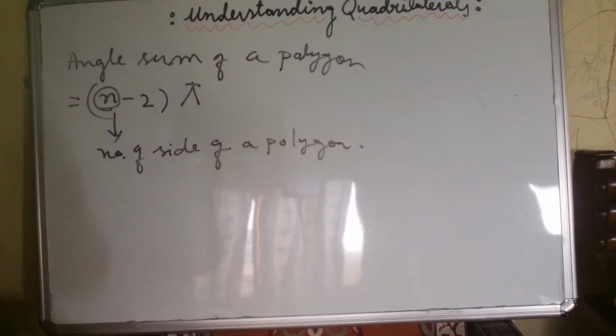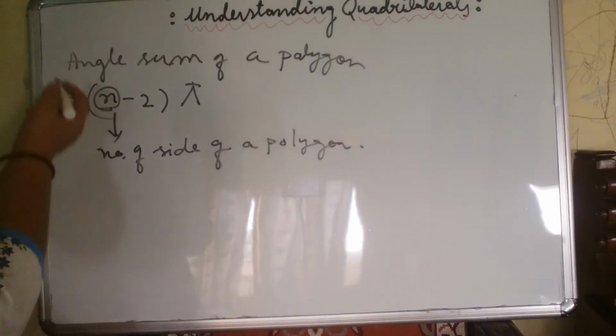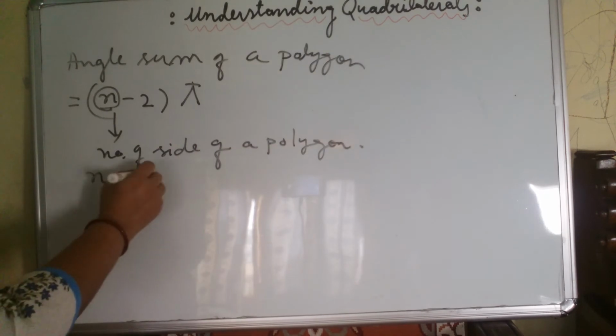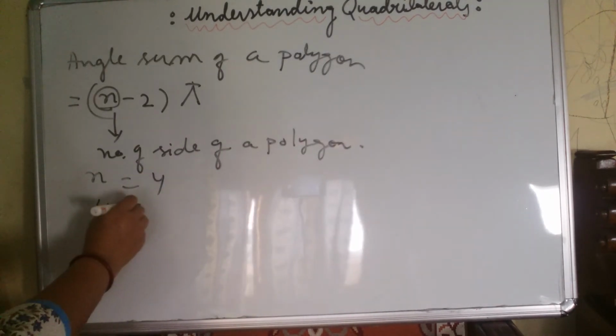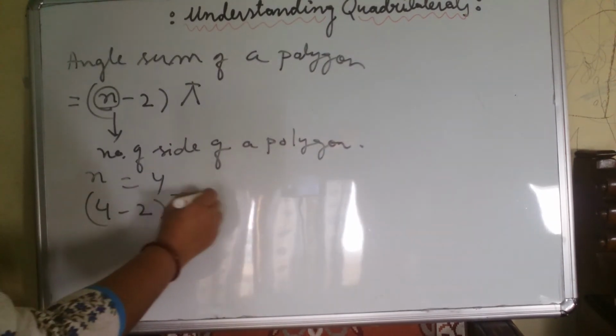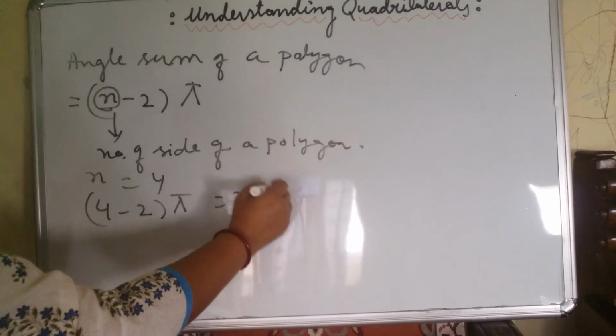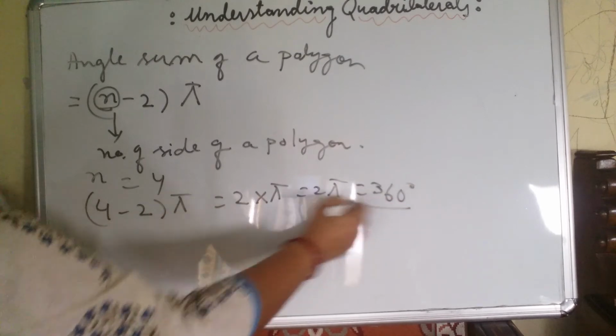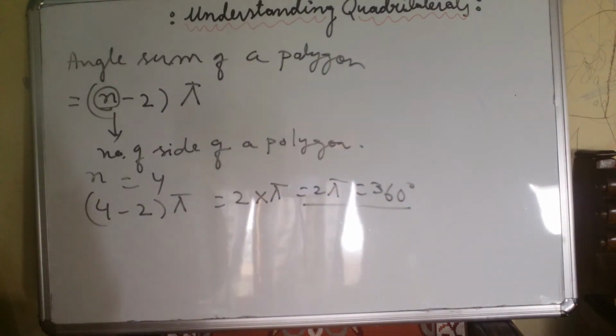Say it's a quadrilateral, so what will be the angle sum of a quadrilateral? For quadrilateral, n is equal to 4, so 4 minus 2 into pi will be 2 into pi, that is 2 pi, which is 360 degrees. So the angle sum of a quadrilateral will be 360 degrees.